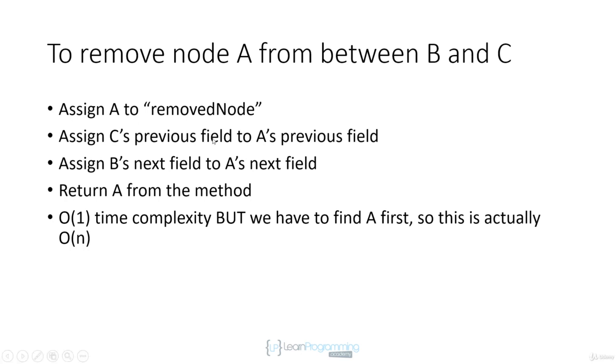Once again, these steps are constant time, but we have to find A first in the list. So unless A is at the head or the tail, we're going to have to find it. And so the worst case for this would actually be linear time.